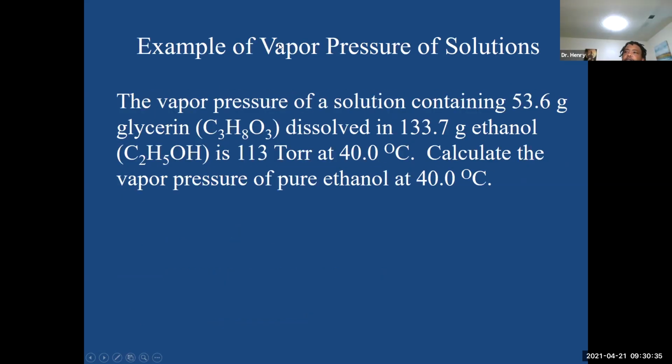Okay, the vapor pressure of a solution that contains 53.6 grams of glycerin dissolved in 133.7 grams of ethanol is 113 torr at 40 degrees Celsius. Calculate the vapor pressure of pure ethanol at 40 degrees Celsius. Okay, so how am I going to do this? How do I calculate the X solvent?